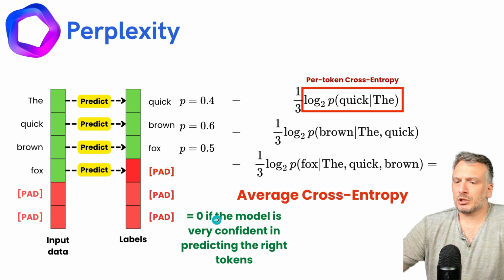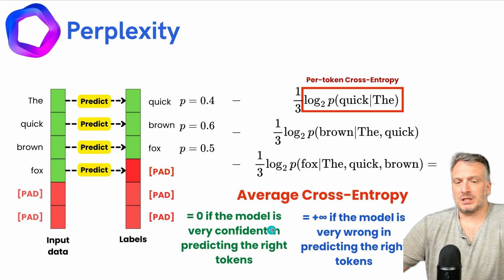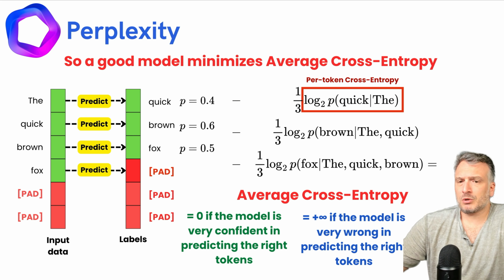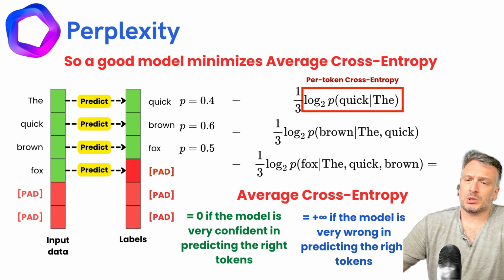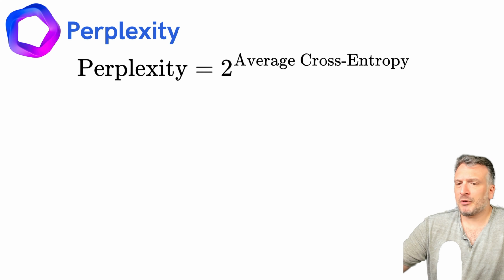So the average cross entropy is 0 if the model is very confident in predicting the right tokens, and it is plus infinity if the model is very wrong in predicting the right tokens. So a good model minimizes the average cross entropy. So how does this relate to the perplexity? The perplexity is actually 2 to the power average cross entropy. So we are just taking the average cross entropy and we are taking the power of 2 of it. And this gives the perplexity.